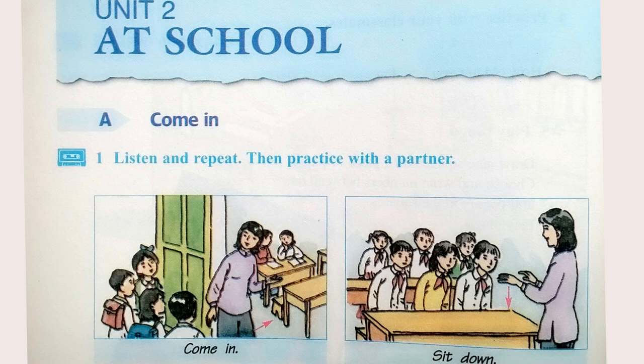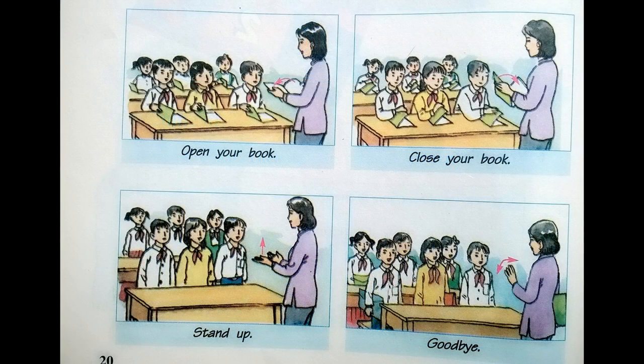Unit 2. At school. A. Come in. 1. Listen and repeat, then practice with a partner. Come in. Sit down. Open your book. Close your book. Stand up. Goodbye.